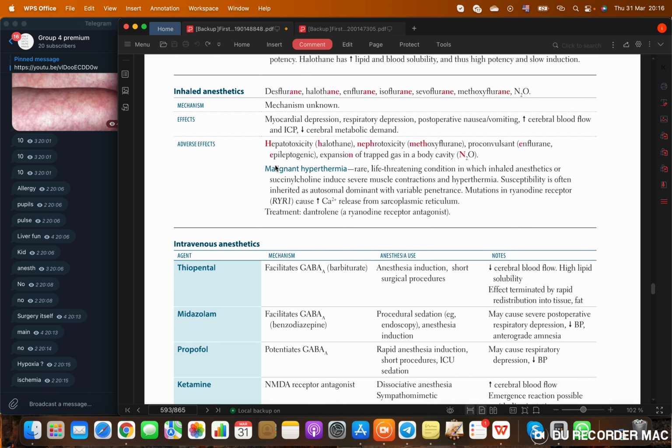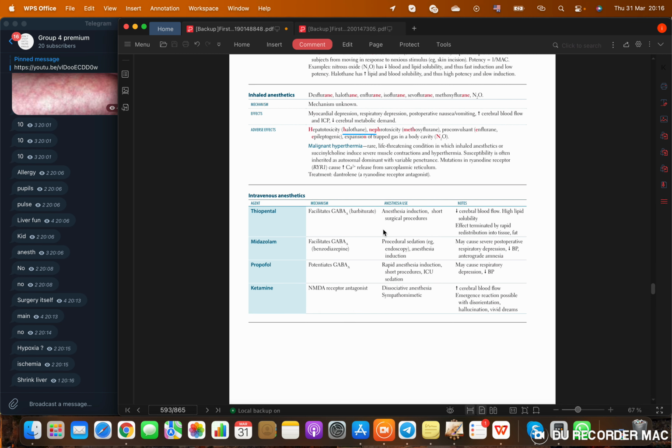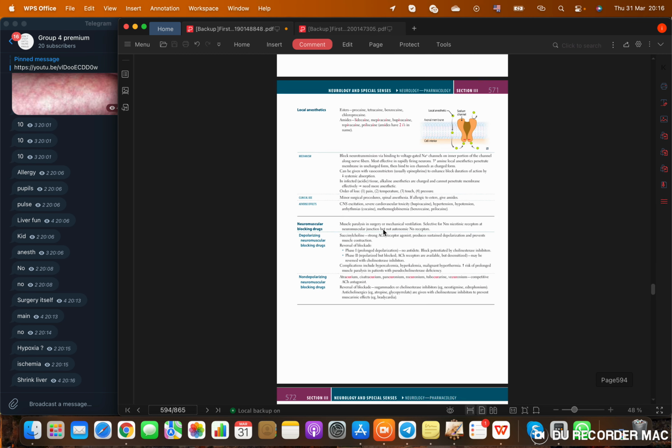So, adverse effect: hepatotoxicity for halothane. They love this one. In the United States of America, halothane is illegal to use. Would you like to use halothane? No, you don't. You will go to jail. Don't use halothane. So, in the USMLE, it will be a person who went to Mexico to get surgery. Okay? So, it destroys the liver basically.